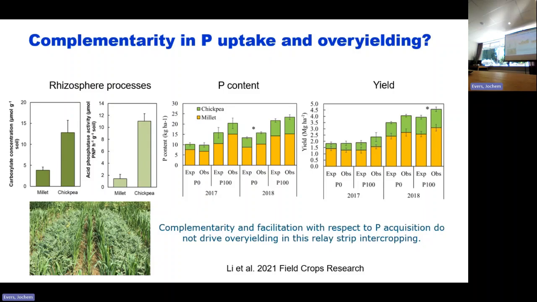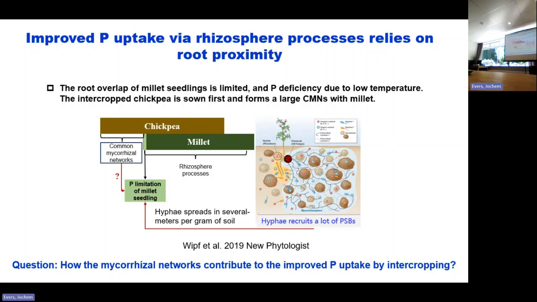So that means the complementarity and facilitation with respect to P uptake was not the only driver of the overyielding in the grain yield in this relay strip intercropping. So is there any other explanation for the P uptake overyielding under the low P conditions? Because we know that the facilitation via the root exudates relies on root overlapping.